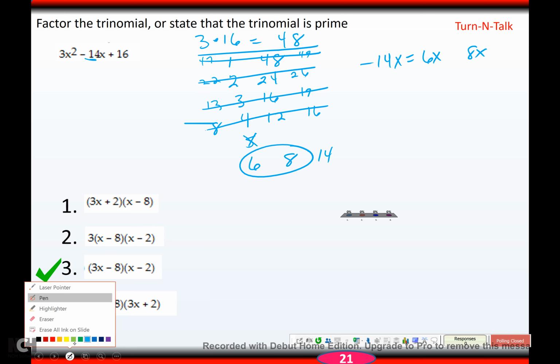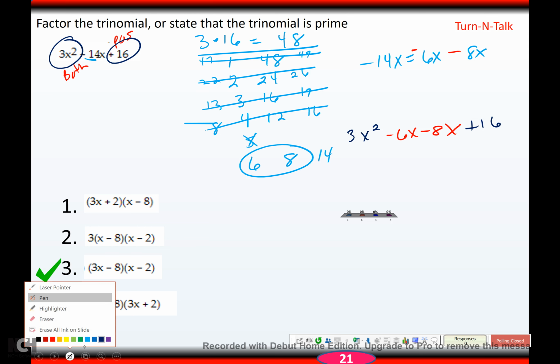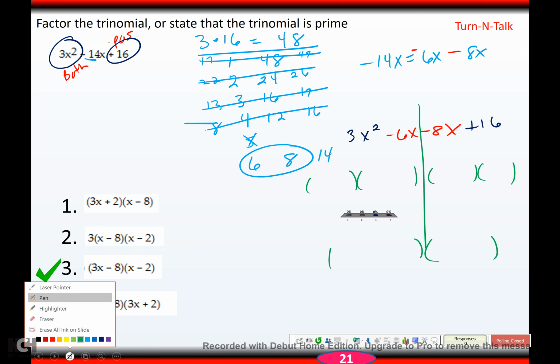C will tell me my signs. Since C is positive, they both get the middle sign, which is negative. So I'm going to rewrite negative 14x as negative 6x minus 8x. That's just rewriting B. I still have the first and the last term, so I have 3x squared and plus 16. And now I am at 2 by 2, GCF, GCF, GCF again. Woo!